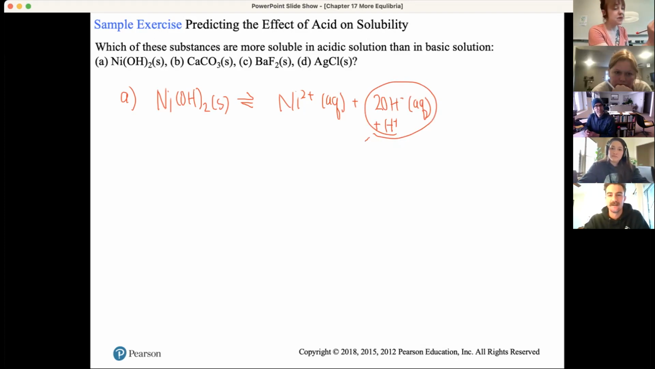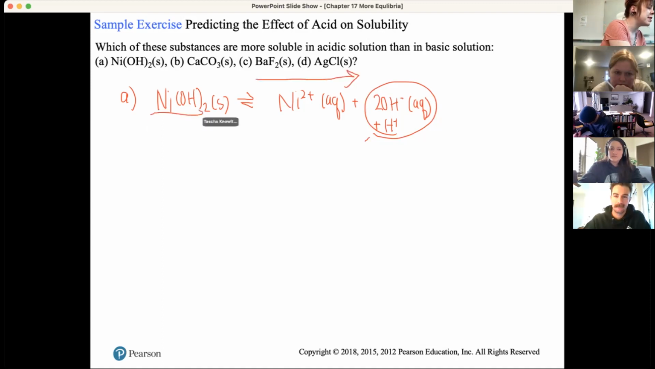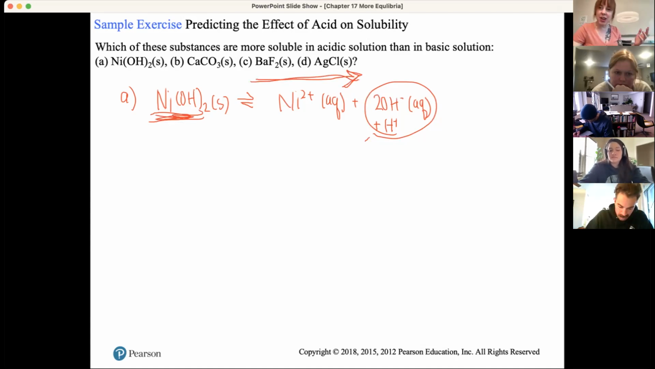This could be anybody. If I remove something, which way do I move? To the right. I have to replace it now, right? So now I have to make more of this nickel hydroxide dissociate because I need to make more hydroxide. So is that increasing solubility or decreasing solubility if I'm dissolving more of it?